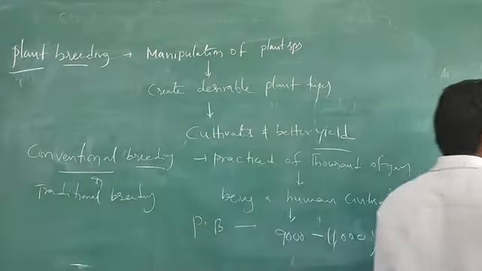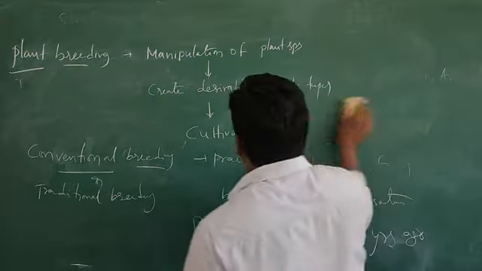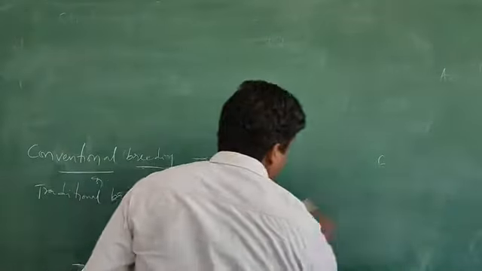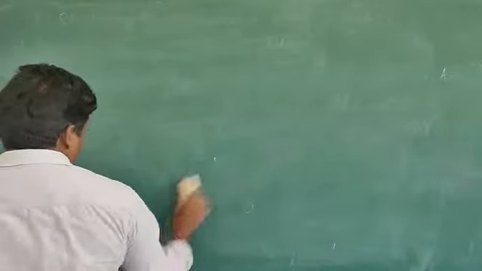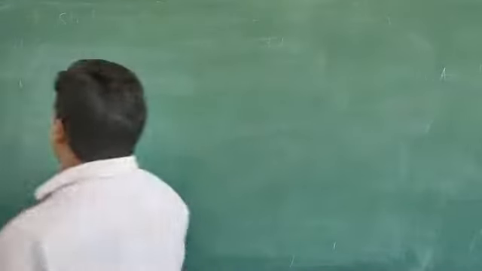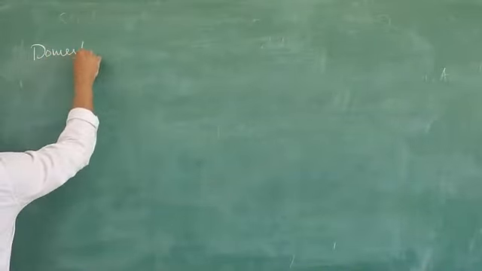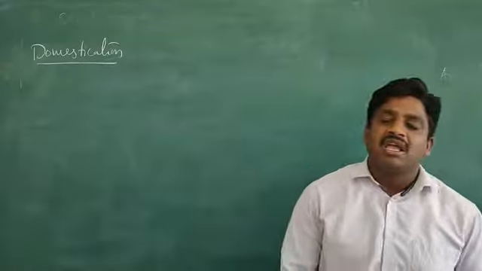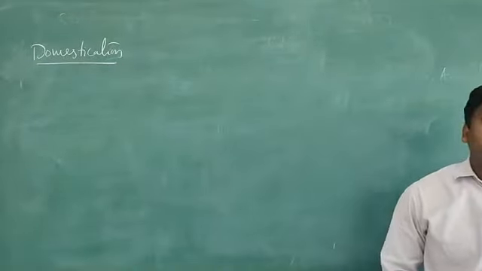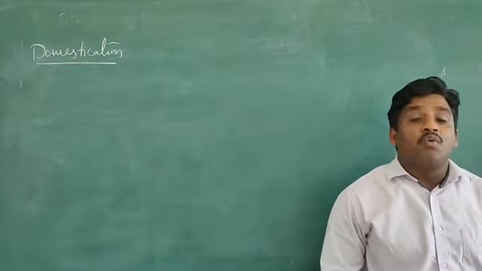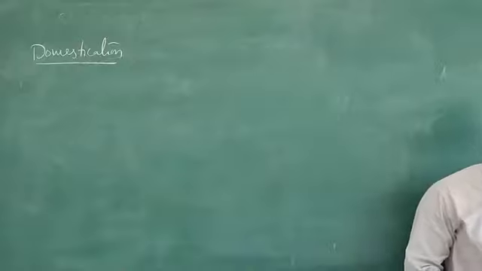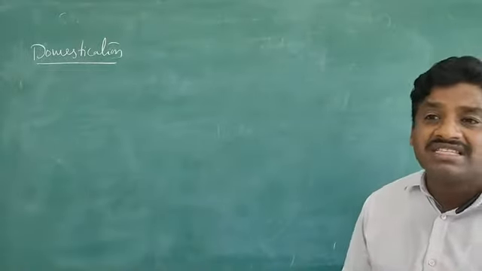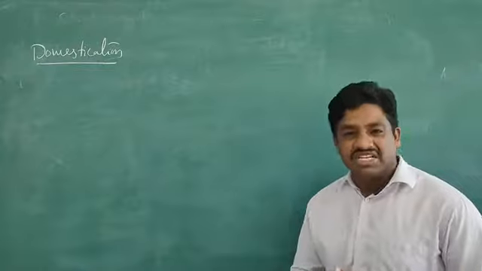Next, we discuss classical plant breeding methods. Before that, we discuss domestication. What is meant by domestication? Domestic means house, right? So we are using the wild varieties. The process of wild varieties under human management we call domestication.